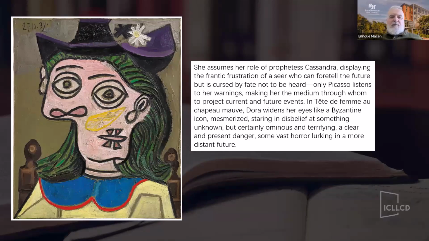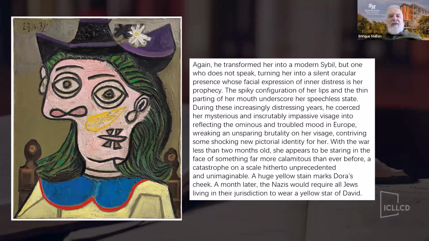In Tête de Femme au Chapeau Mauve, Dora widens her eyes like a Byzantine icon, mesmerized, staring in disbelief at something unknown, but certainly ominous and terrifying, a clear and present danger, some vast horror lurking in a more distant future. Again, he transforms her into a modern Sibyl, but one who does not speak, turning her head into a silent, oracular presence whose facial expression of inner distress is her prophecy. The spiky configuration of her lips and the thin parting of the mouth underscore her speechless state.